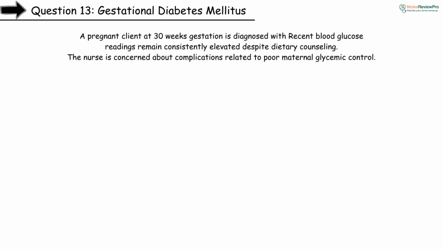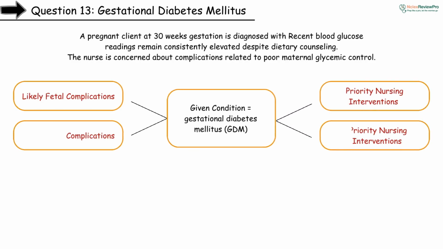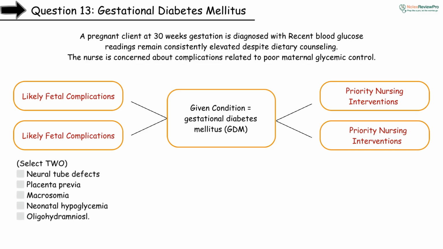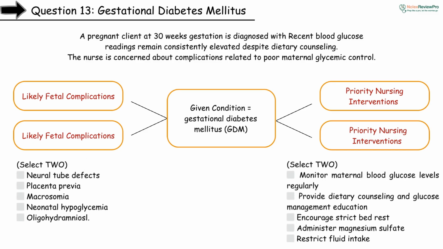Question 13, format bow tie. All right, let's break this down. We have a pregnant client at 30 weeks gestation with gestational diabetes, and her blood glucose levels are still elevated despite dietary counseling. So now the nurse is concerned about complications related to poor glycemic control. First, we identify the condition. The client has gestational diabetes mellitus. Now the question is asking us to select 2 likely fetal complications and 2 priority nursing interventions from the given options. Take a moment and think about your selections.